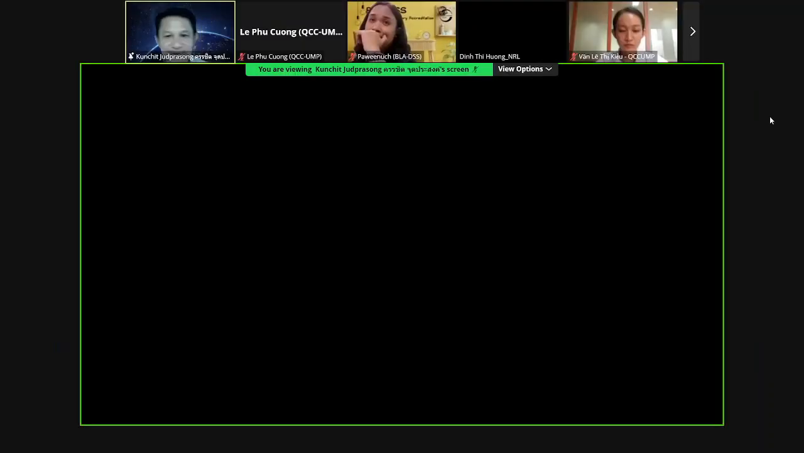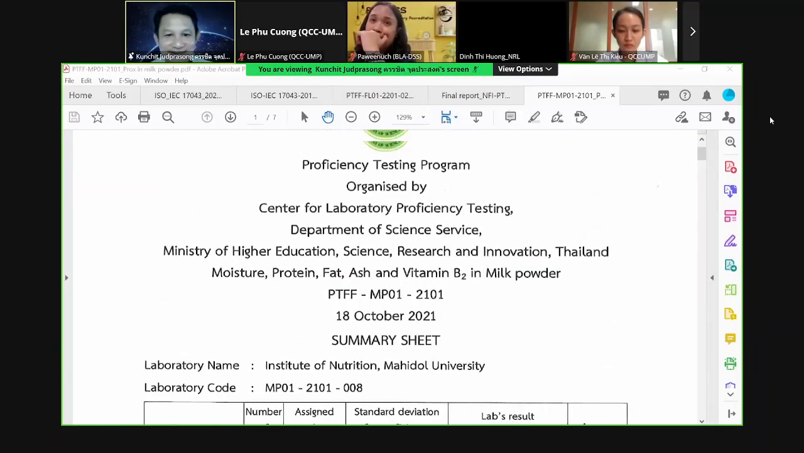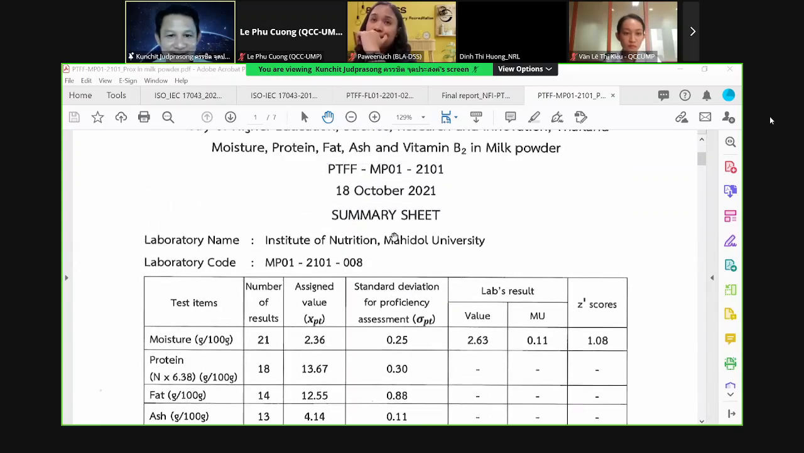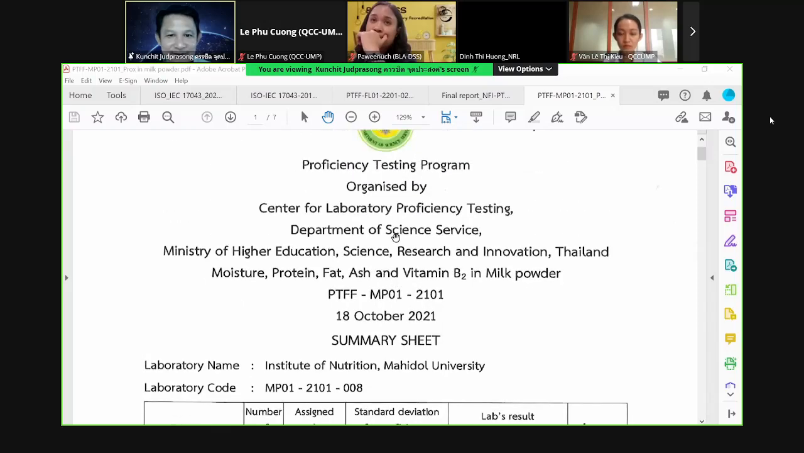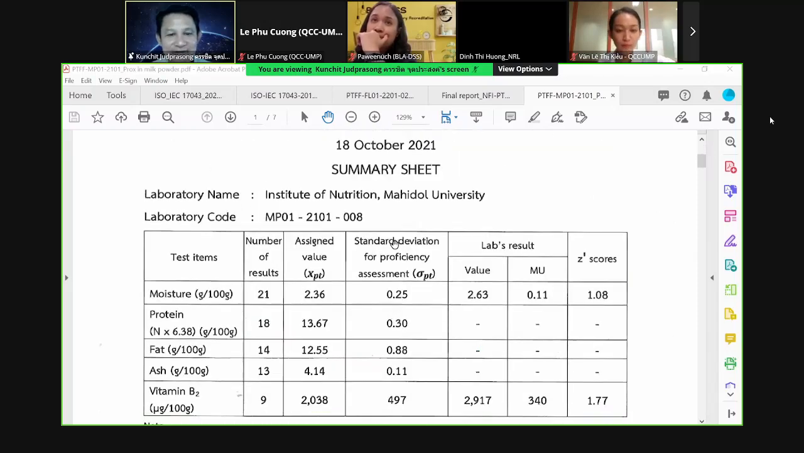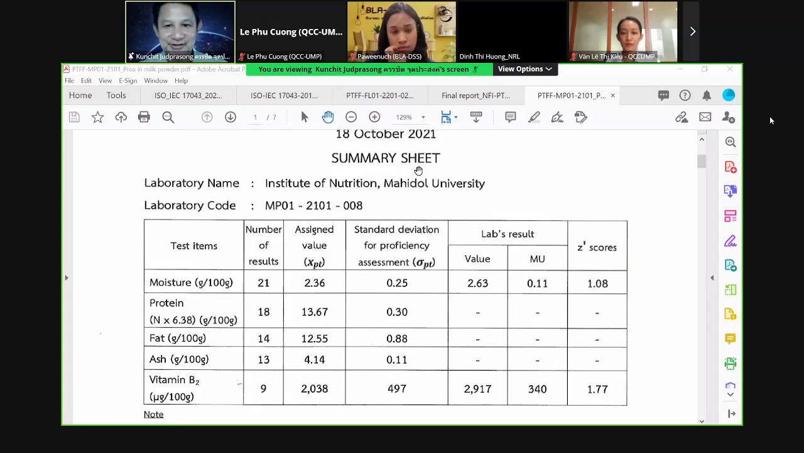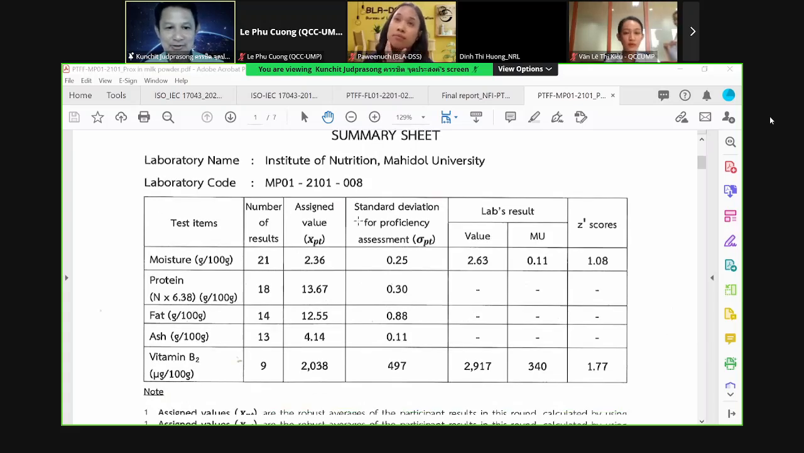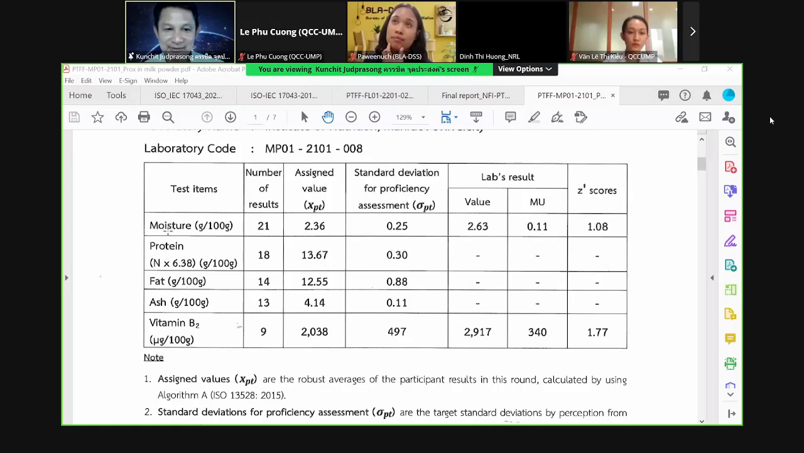I have an example again. This is the PT that I participate in. In this case, this is the individual report. This PT provider calls it the summary sheet. This is the individual summary sheet for the Institute of Nutrition, Mahidol University. This is my code number that participated in that round. In this case, it is really easy for the participant. It combines moisture, protein, fat, ash, and the results like this.